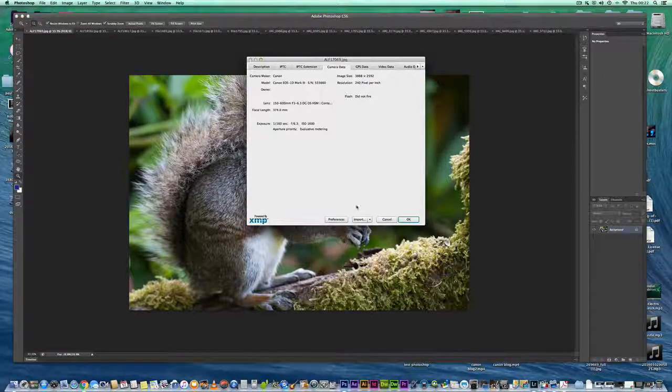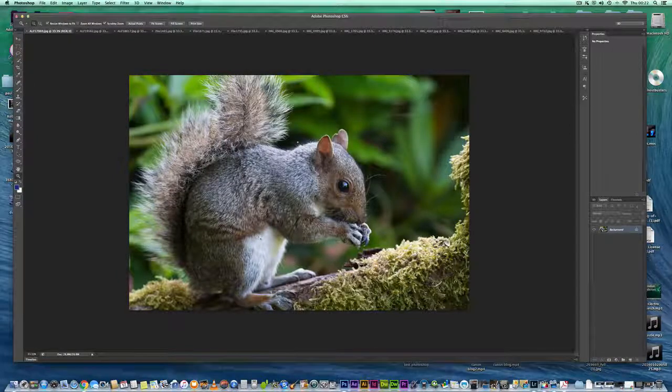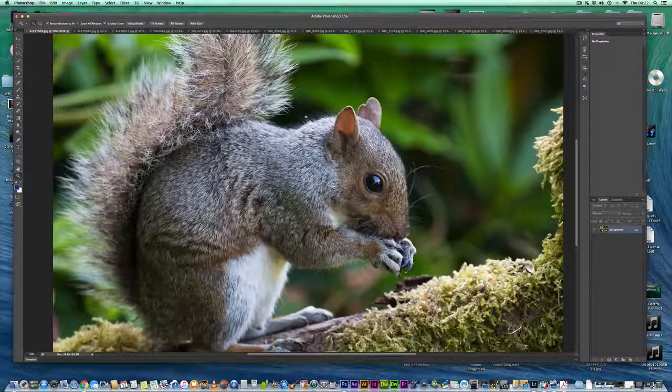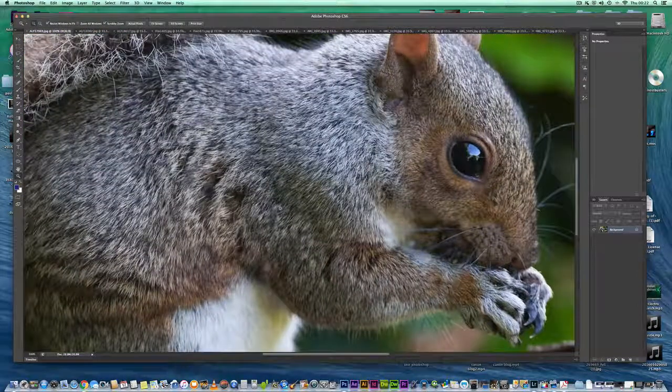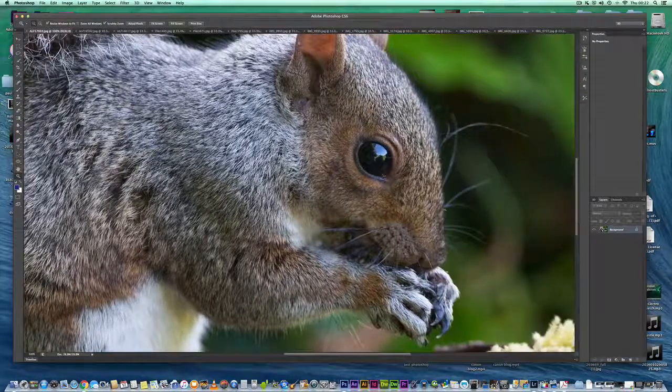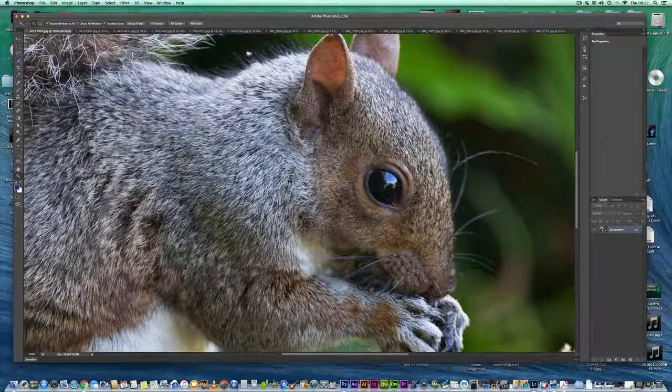So, without further ado, that's a Mark III, by the way. 1D Mark III. So let's zoom in. 50%. 100%. Personally, I think 100% is more than enough for this lens.